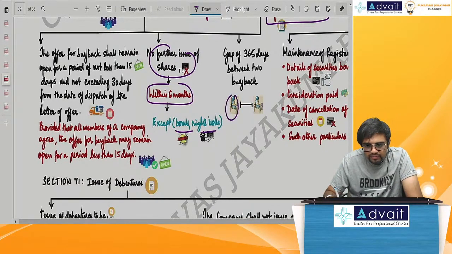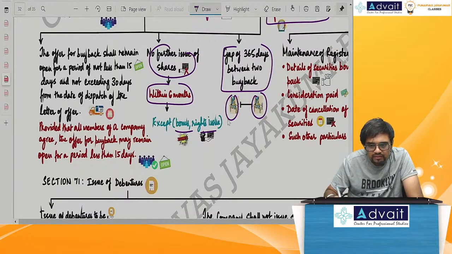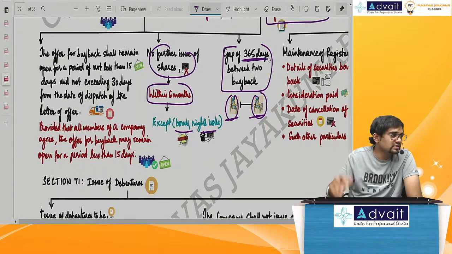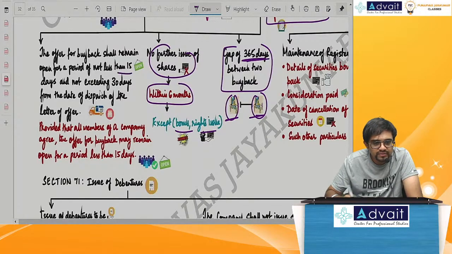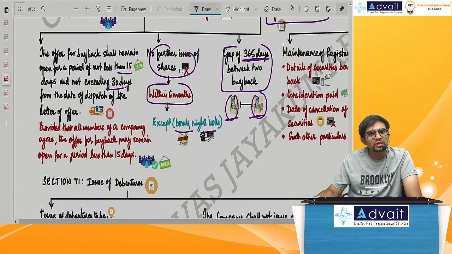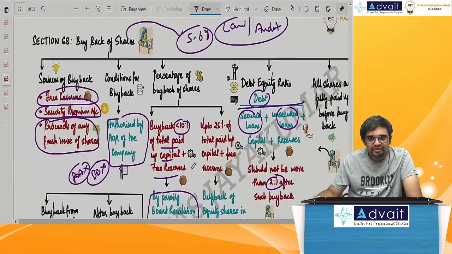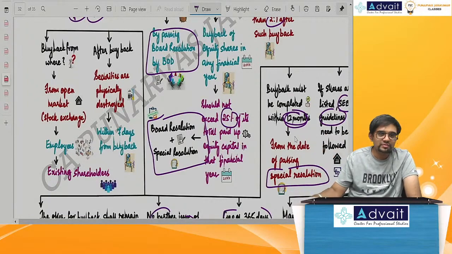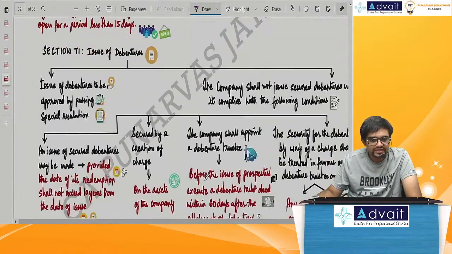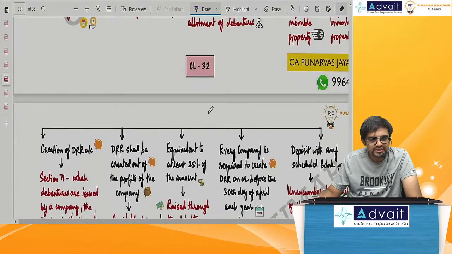Between one buyback and the other buyback, the minimum gap should be 365 days. Between one buyback and the other, minimum 1 year. 365 days, around 1 year gap must be there. The offer for buyback shall remain open for minimum 15 days, but maximum 30 days, after which you need to do the entire procedure again. And if you pass the special resolution today, everything should be completed as soon as possible within 12 months. And the gap between one buyback and the other should be how many months? 365 days. That is with respect to the issue of shares and all those things.